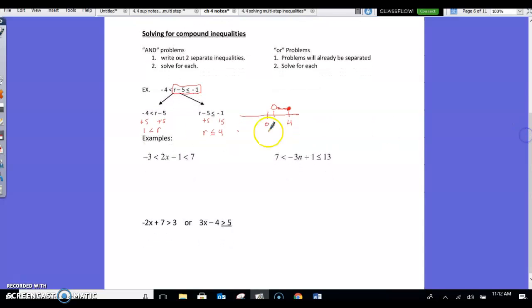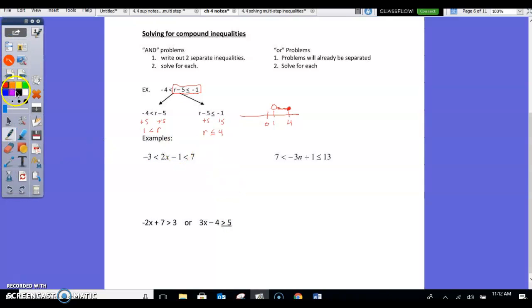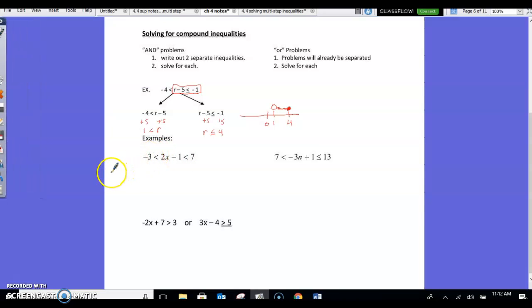So these examples we're just practicing, writing them twice, solving, and then doing the actual graph. So if we look at this problem, we can start by writing my first problem as -3 less than 2x minus 1, and I'm going to stop there, because then 2x minus 1 is less than 7 is going to be my second problem.